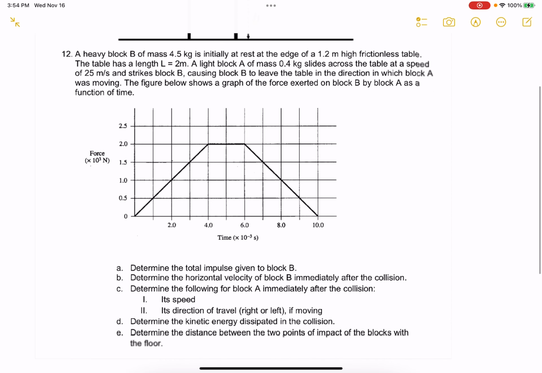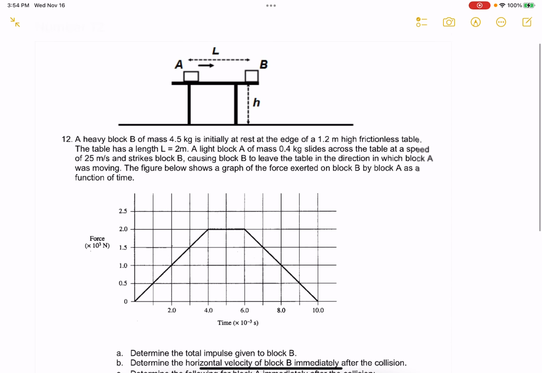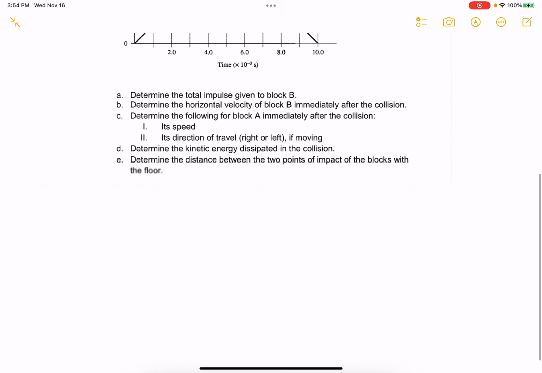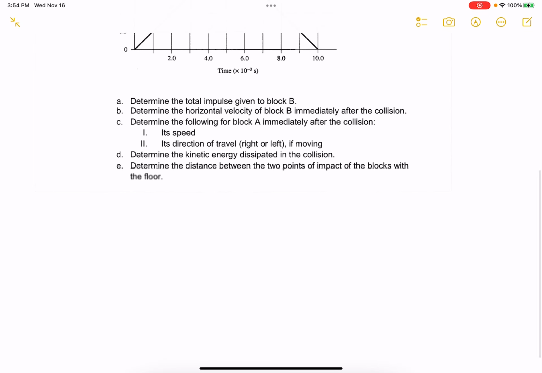So a heavy block B of mass 4.5 kg is initially at rest at the edge of a 1.2 m high frictionless table. The table has a length of L equals 2 meters. A light block A of mass 0.4 kg slides across the table at a speed of 25 meters per second and strikes block B, causing block B to leave the table in the direction in which block A was moving. The figure below shows a graph of the force exerted on block B by block A as a function of time. So part A, determine the impulse given to block B.